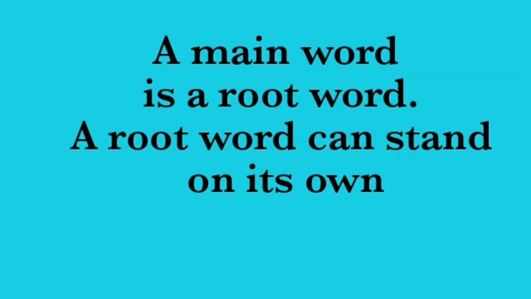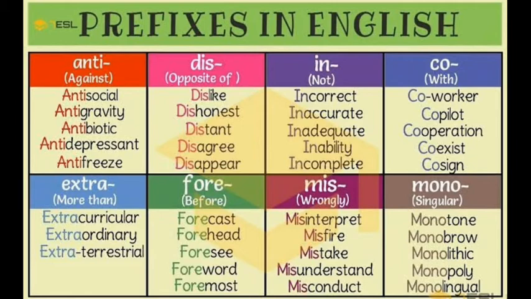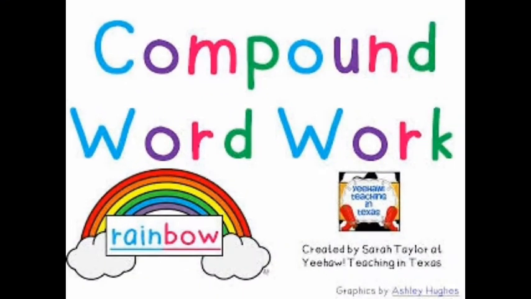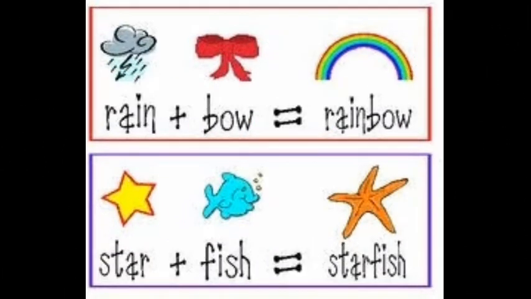So I like to say that prefixes are small words that you add to the beginning of another word to change its meaning. I call it small words because we don't just put any word, because that would be a compound word. If you have two main words together, that is a compound word.